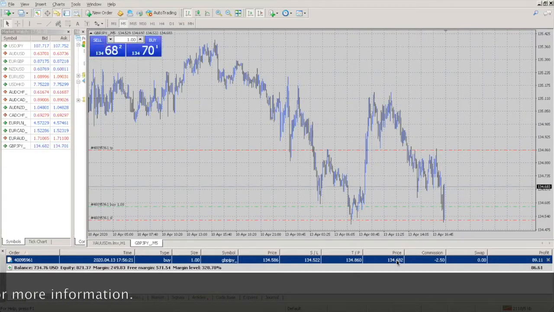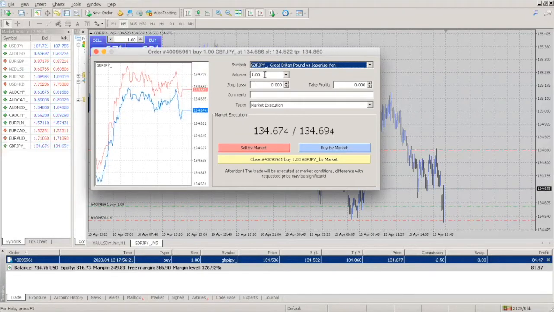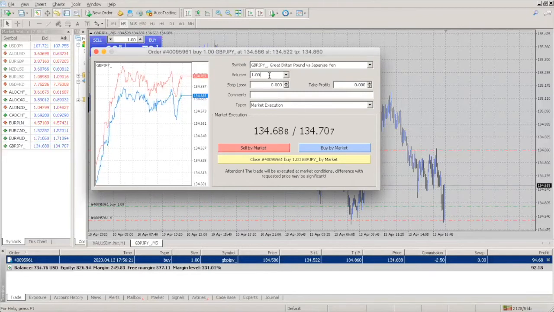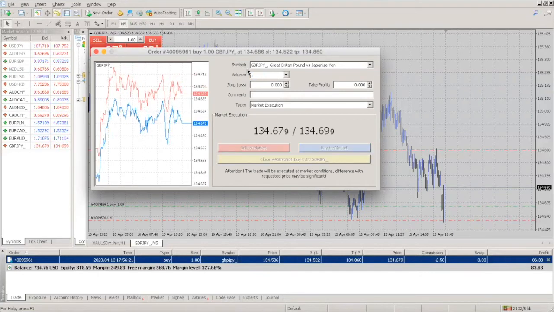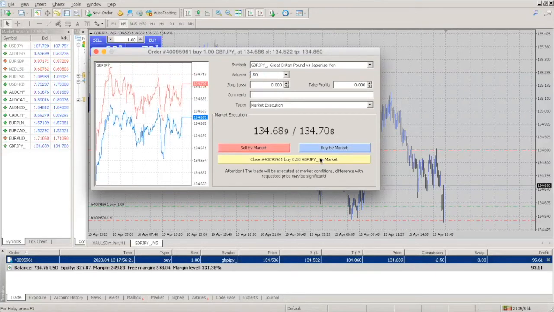So what you would normally do is go to price over here on Metatrader 4. Look in the volume box. Like I said, we are in a one lot standard trade, and we wanted to take about 50% off that trade. So what you would do is under the volume box, put 50, which is half the standard lot, and go ahead and click close on the trade.